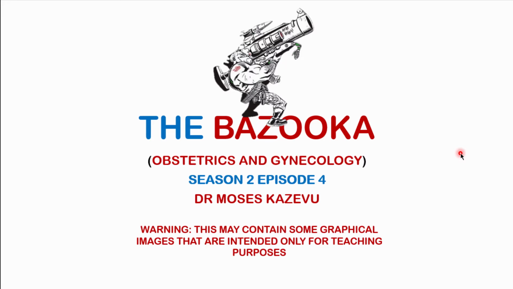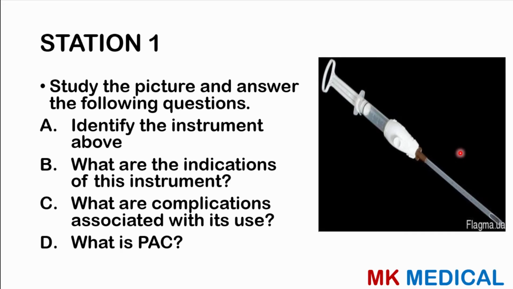So a warning in advance, there may be some graphical images as usual, and these are only meant for teaching purposes, so do not quote me out of context. So beginning with our station 1, study the picture and answer the following questions. Part A, identify the instrument above. Part B, what are the indications of this instrument? Part C, what are complications associated with its use? Part D, what is PAC? Whatever that may stand for. Anyways, you may pause the video at any time for you to actually answer the questions.